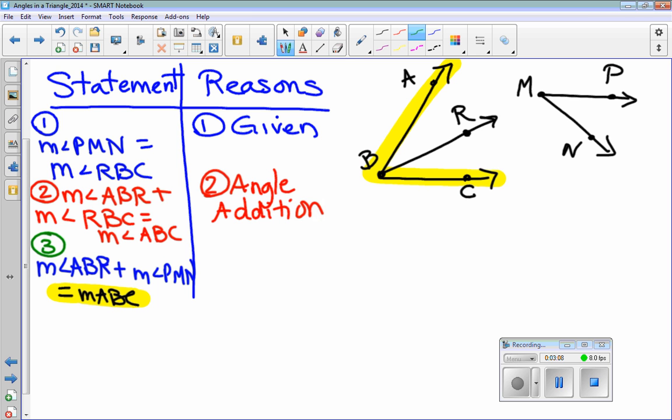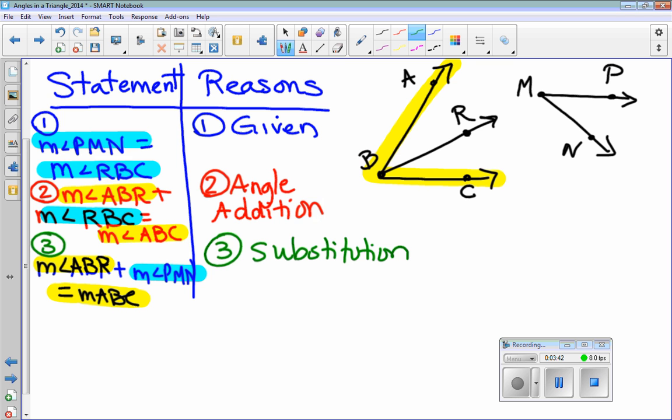Notice what we have here. They both equal ABC. From this step to this step, ABR is also both there. What's the thing that's different? PMN and RBC. What do you notice here? So how can I replace one with the other? Substitution. So the third step is substitution. That's it. Okay? The 4 or 5 of you that got it. Awesome job.